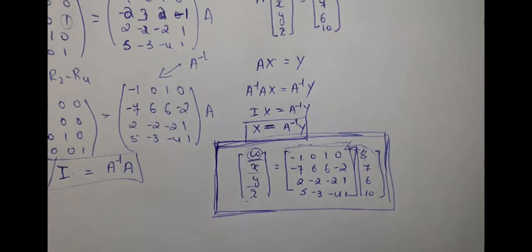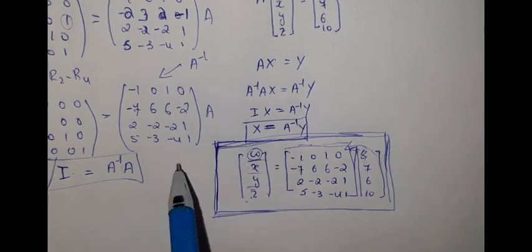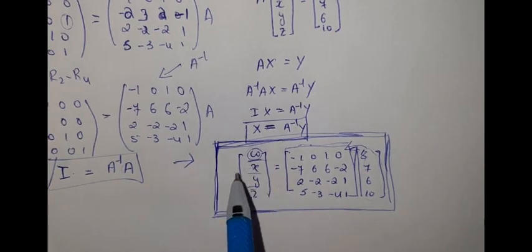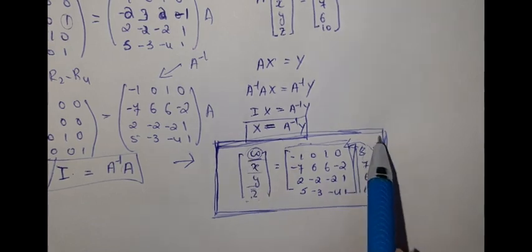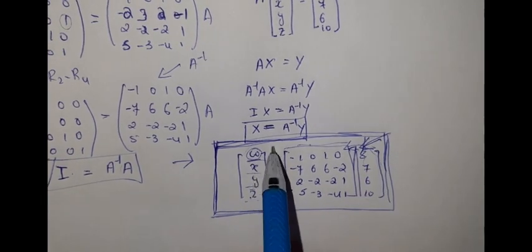So that's all. In the next video, I'm going to show you how you can get the value of w x y z by multiplying these two. Simply multiplying these two will give this one.